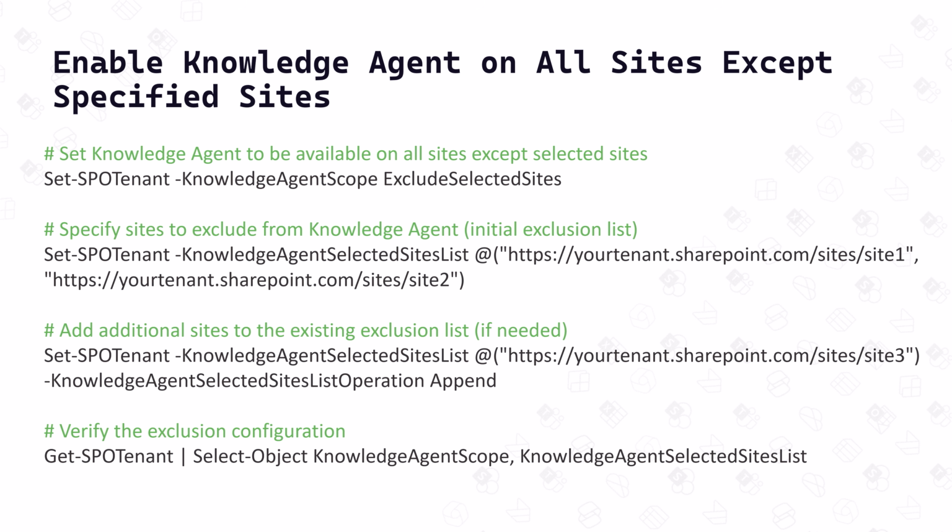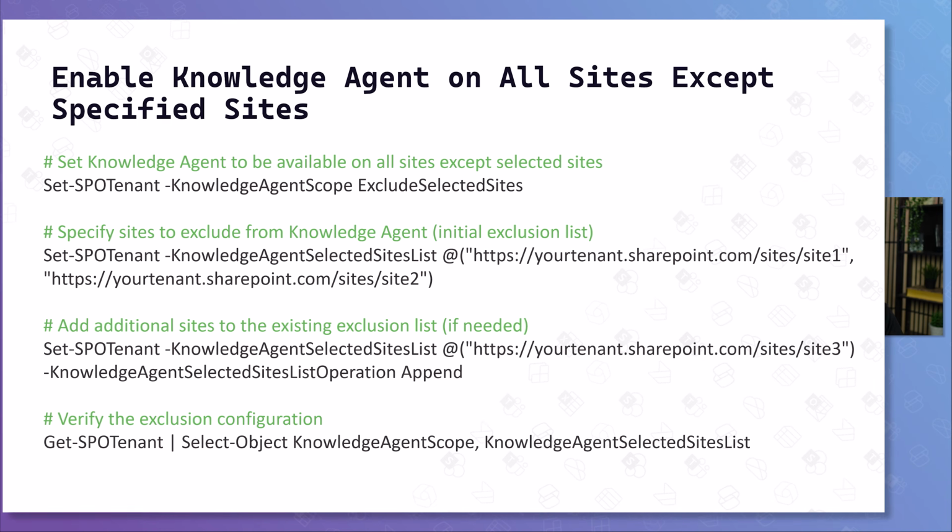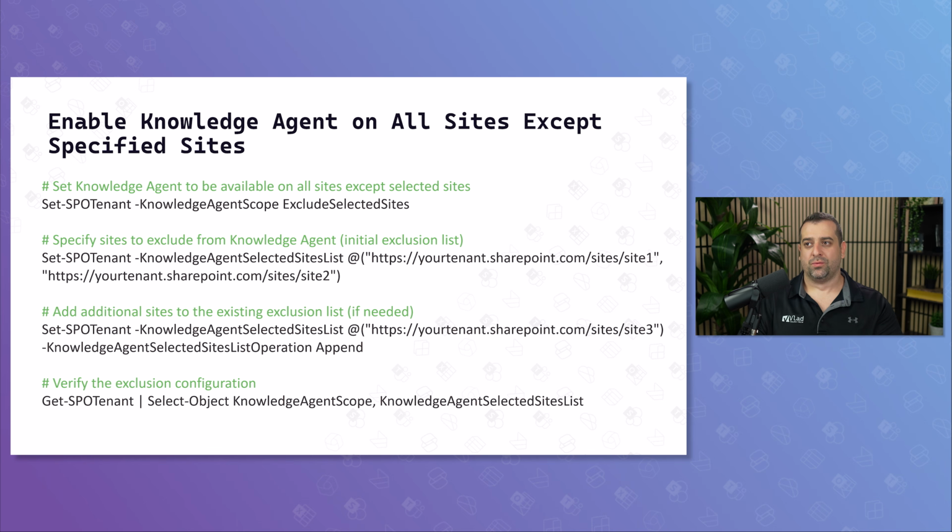If there are some sites that you want to exclude, you can run the Set-SPOTenant and set the knowledge agent scope to exclude selected sites, and then give it a list of sites you want to exclude. Now I know what you admins are thinking, because I was thinking the same thing: Vlad, I just want to turn it on for 2-3 sites so we can run a proof of concept and test things internally.